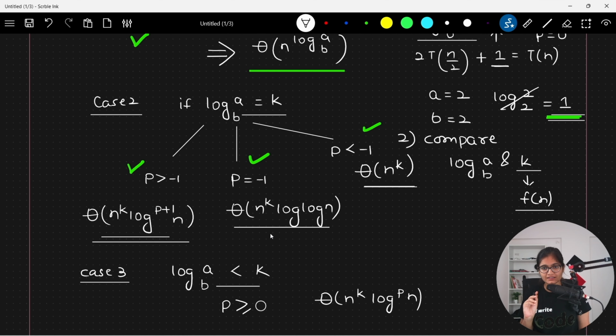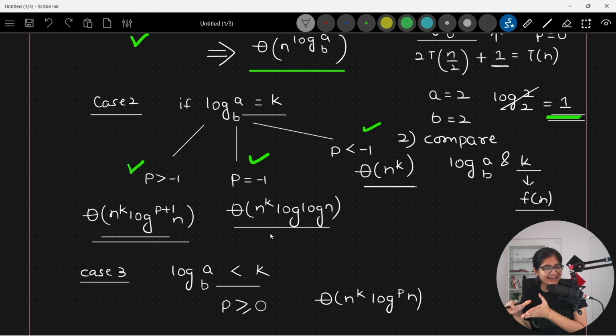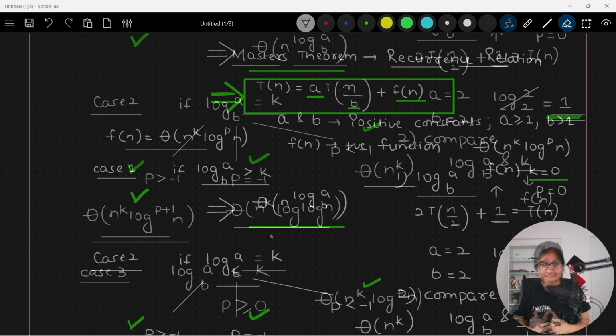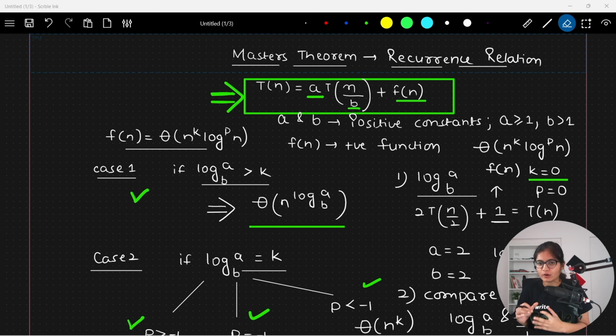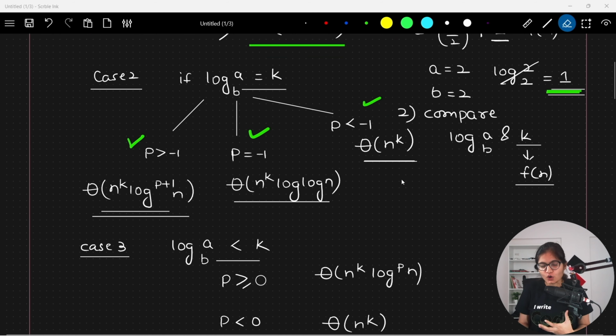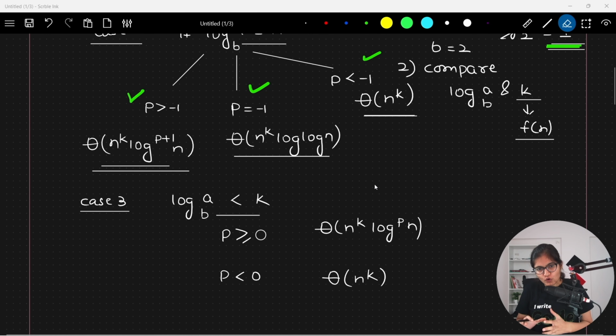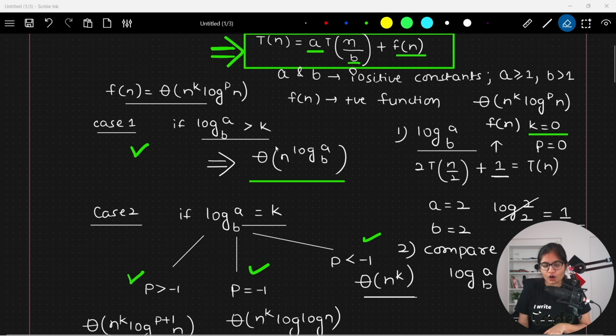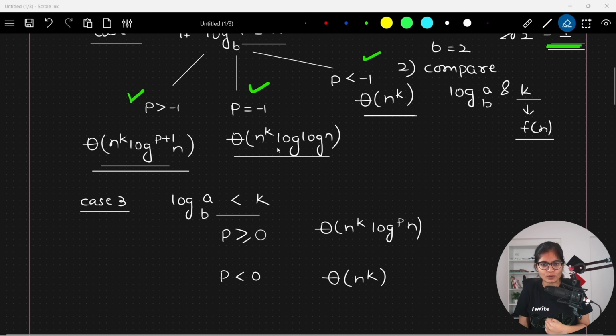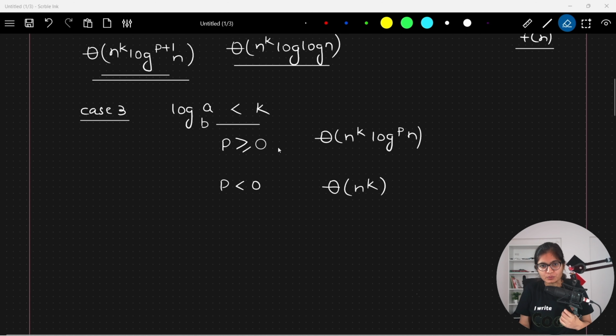So I hope that what I wanted to explain with case number 2, with all these 3 cases where the value of p is greater than minus 1, equal to minus 1 and less than minus 1, is pretty much clear to everyone. So in this particular session, we will talk about the last case of our master's theorem. What case is left? When the value of log of a base b is less than k. So far in our previous 2 videos, I hope everyone has already watched, we have seen case number 1 and case number 2, where either the value of log of a base b is greater than k or it is equal to k. Now in the last part of the session, we will discuss what will happen when the value is less than k.